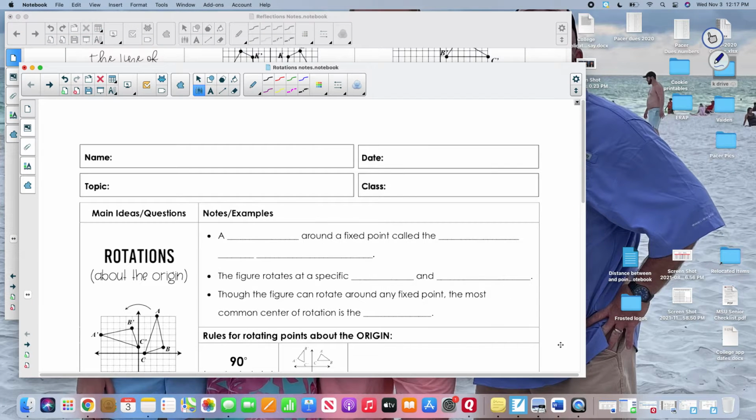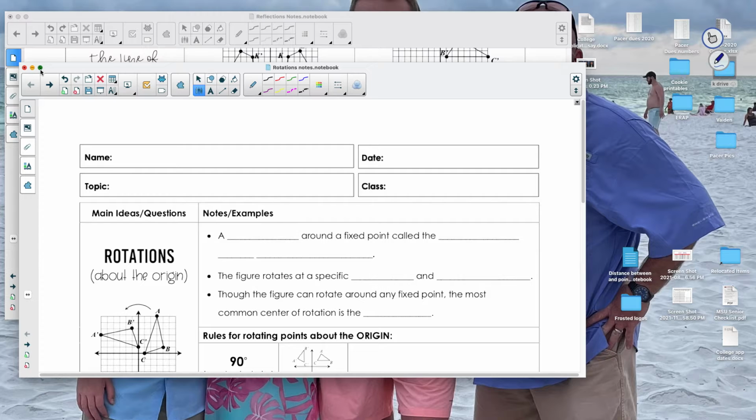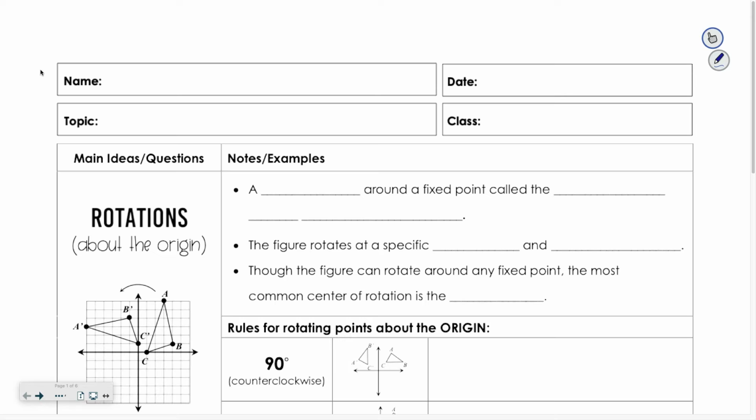Did Thomas get one? Did y'all have enough for him? Okay, then Piper, I'll get in a minute. Just keep it for a second.